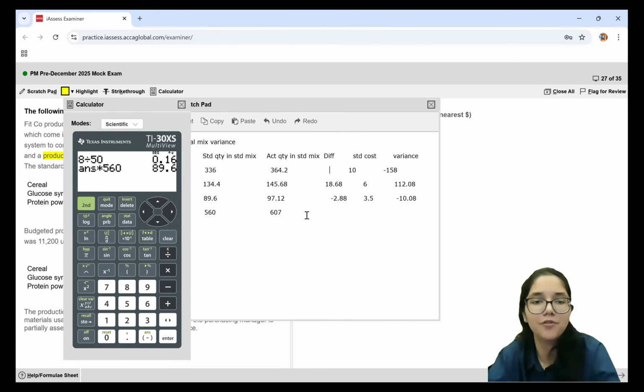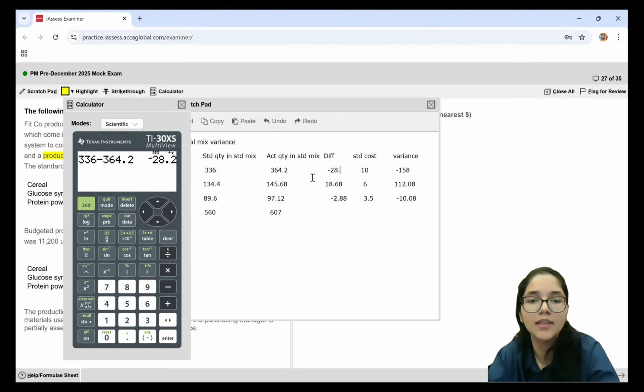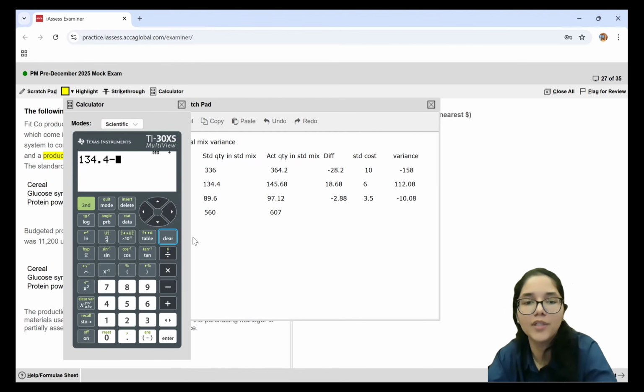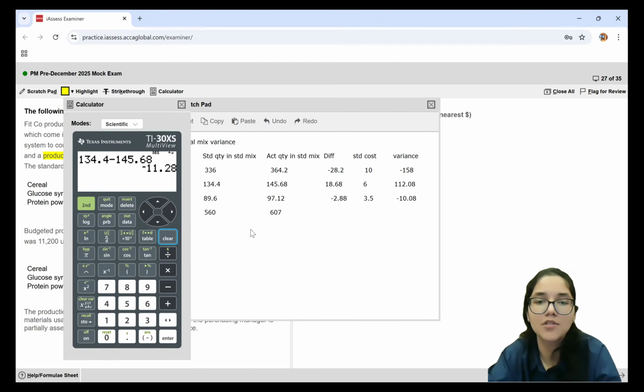So if you see for the first one, you should have used 336, but you ended up using more, 364.2. So how much more did you use? 336 minus 364.2. So this gives you negative 28.2, which you will enter here. And then if you talk about the other material, you should have used 134.4, but you again ended up using more, which is 145.68. So it is negative 11.28.